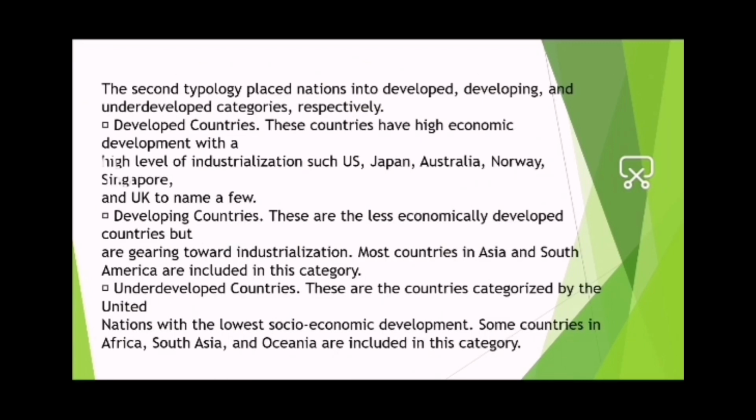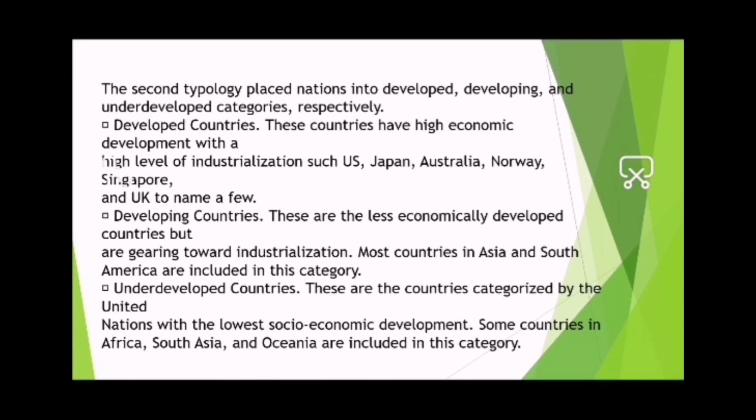The second typology placed nations into developed, developing, and underdeveloped categories. Developed countries, these countries have high economic development with a high level of industrialization, such as Japan, Australia, Norway, Singapore, and the UK, to name a few. Developing countries, these are less economically developed countries but are gearing toward industrialization. Most countries in Asia and South America are included in this category. So, the Philippines is in the developing countries, and we can move to the developed countries if we work for it.